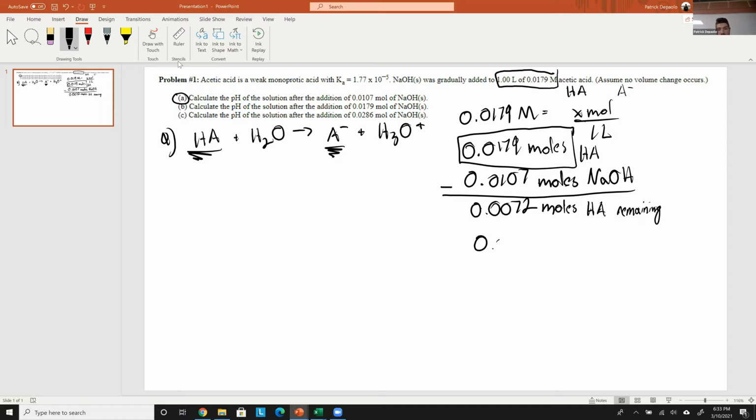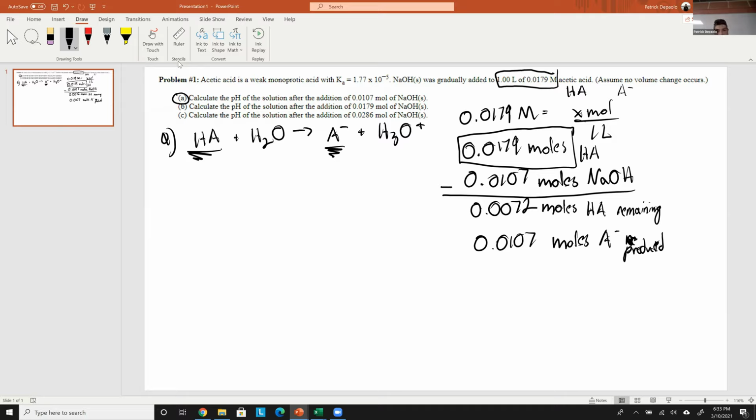So now we have 0.0107 moles of A minus produced, not remaining, produced. So that means we can use the Henderson-Hasselbalch equation because we have the moles, which can convert to molarities very easily. We have 1 liter and there's no volume change. So it's the same as the molarity. And we can figure out the pH.